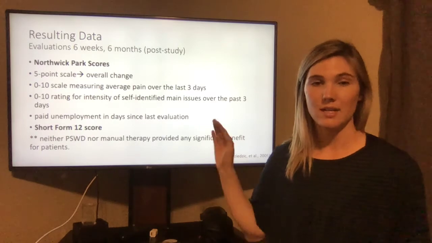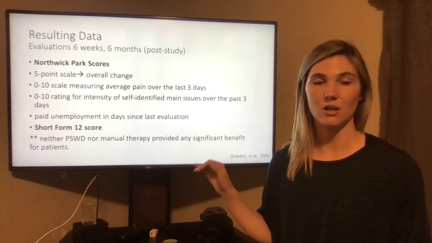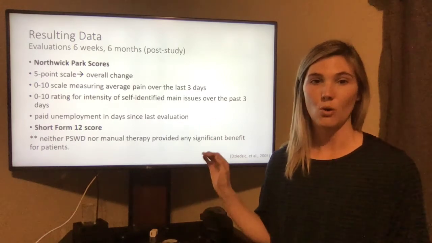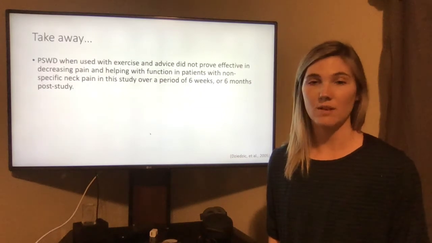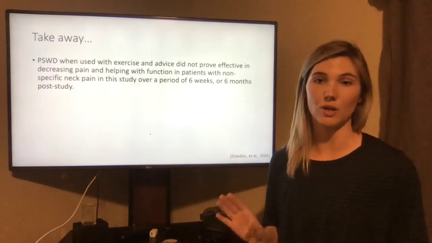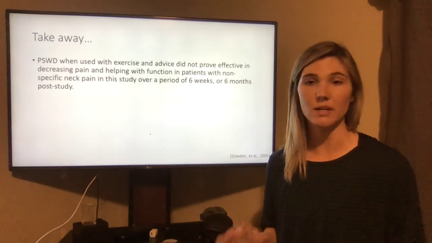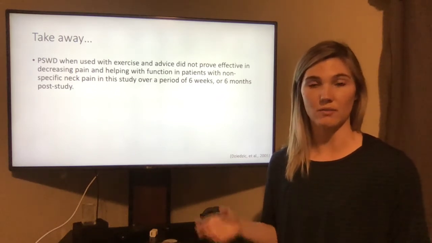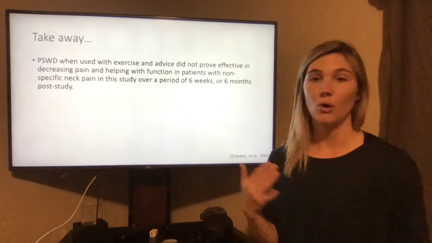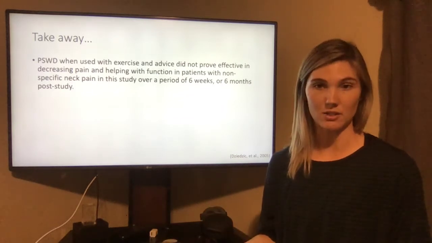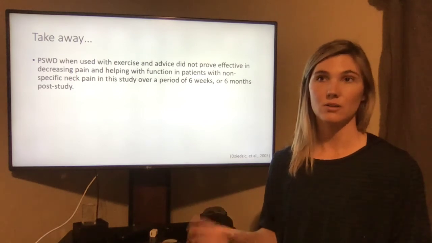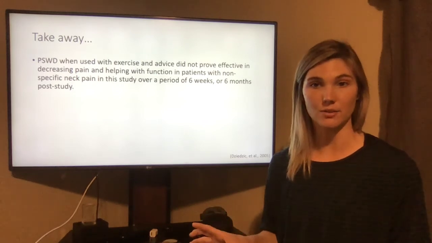In the end, utilizing these scales and questionnaires, they found that neither the shortwave diathermy or the manual therapy provided any significant benefit. So the p-values for the differences were all greater than 0.05, meaning they couldn't find any correlation of the manual therapy or of the diathermy helping the patients, and then they compared to the exercise and advice group.